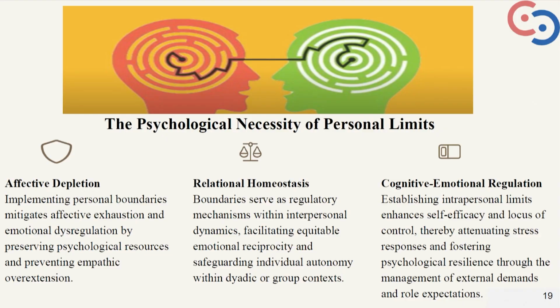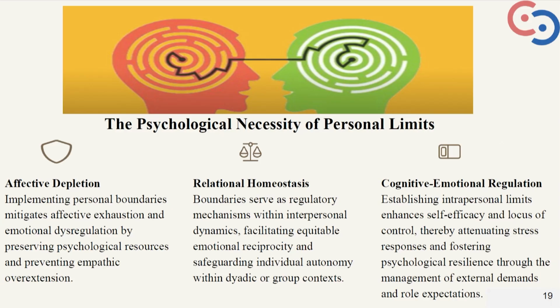That is very important to remember in this particular lecture. Psychological necessity of personal limits. As we all are aware, I need a personal space, I need a personal limit. Affective depletion is the one condition where implementing personal boundaries mitigates affective exhaustion and emotional dysregulation by preserving psychological resources and preventing empathic overextension. That is very important. If you are not able to implement personal boundaries, that can cause affective exhaustion and emotional dysregulation.